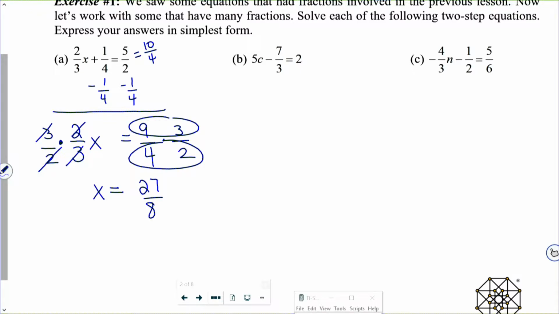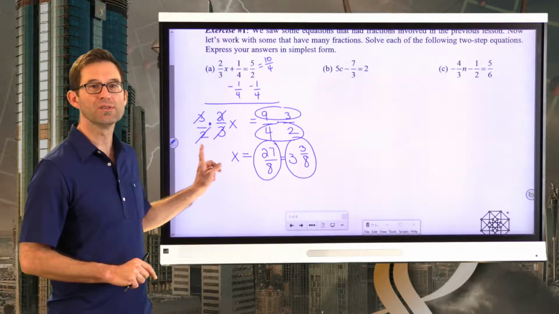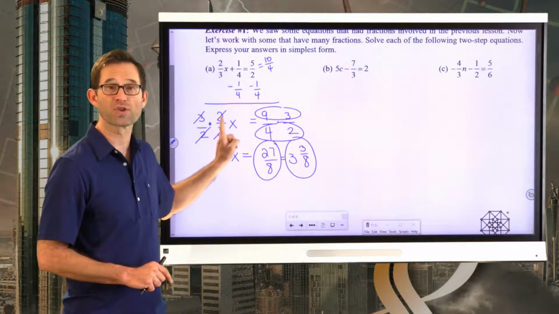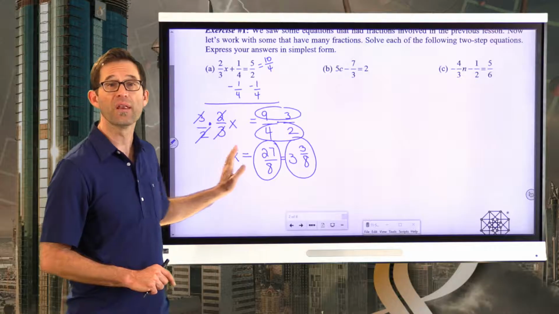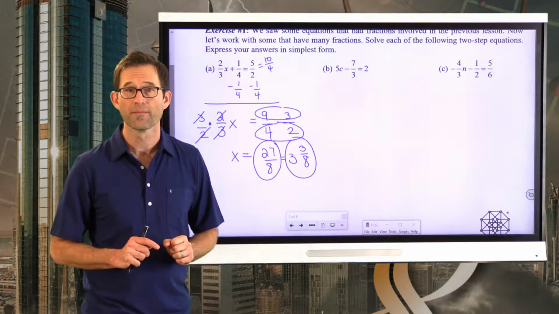If there's something in our problem that says that we should write improper fractions as mixed numbers, then we would want to change this to 3 and 3/8. But either one of these answers is actually acceptable at this point in time. All right. Remember, it's much easier to multiply both sides of an equation by the reciprocal of a fraction, canceling it out, than it is to divide both sides, even though it really gives you the same thing.